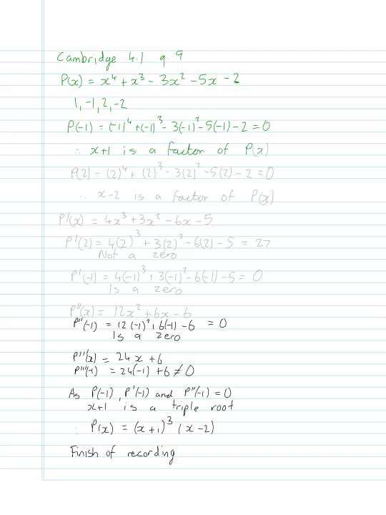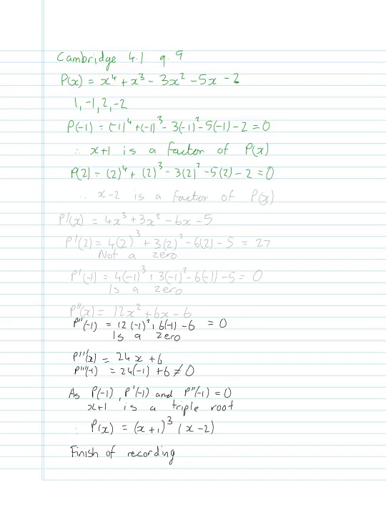Also, if you do all the substitutions, you can figure out that the other root is 2. Substituting in p(2), we get 2^4 plus 2^3 minus 3 times 2^2 minus 5 times 2 minus 2, and you get 16 plus 8 is 24, minus 12, minus 10 is 2, minus 2 is 0.